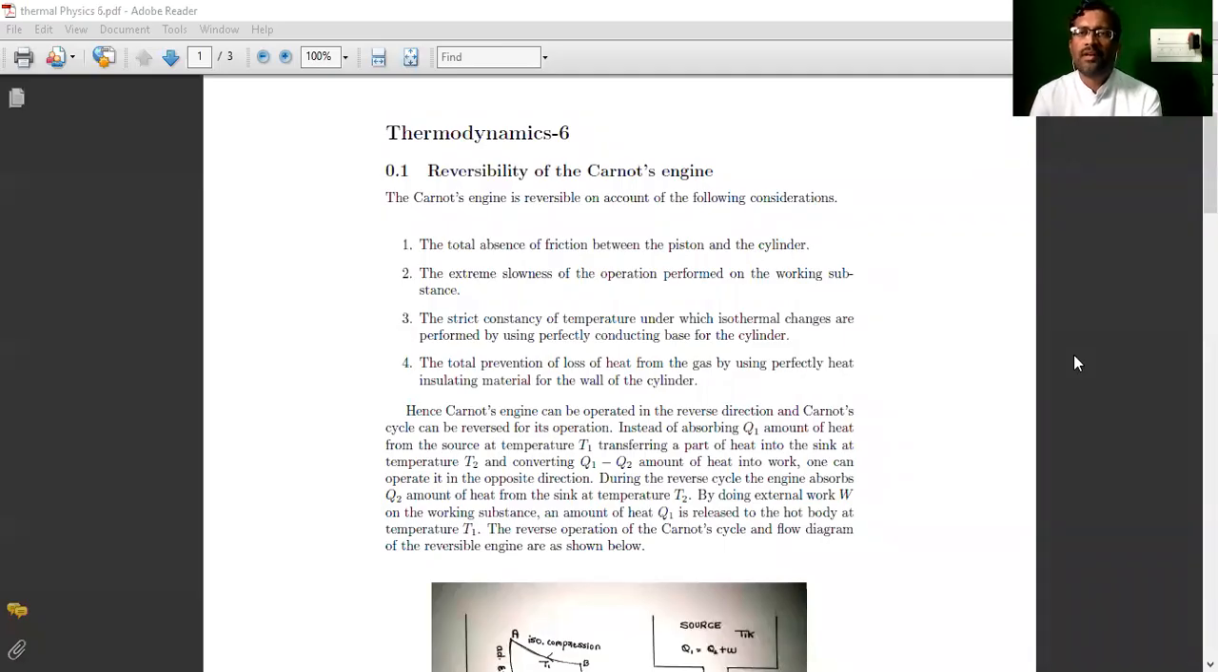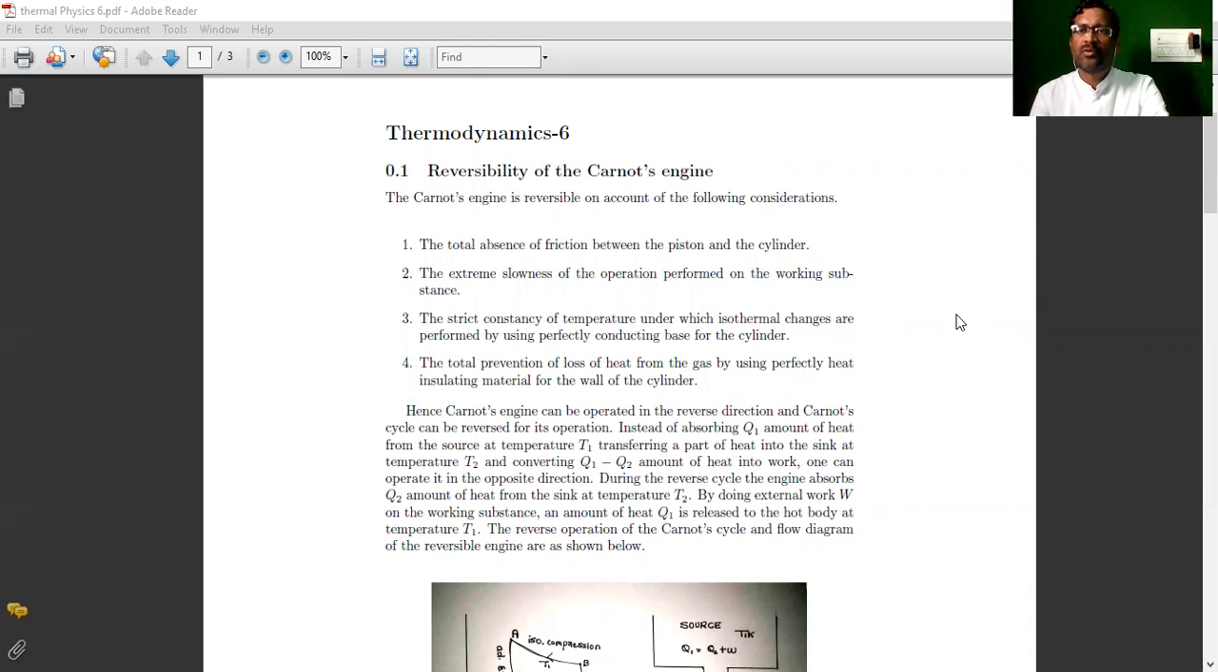Dear students, so far we have seen the efficiency of Carnot's cycle using Q1 and Q2 heats at source and sink, and also we have seen the efficiency of Carnot's engine using the temperature of the sink and the temperature of the source. Today we are discussing the concept of reversibility of Carnot's engine.